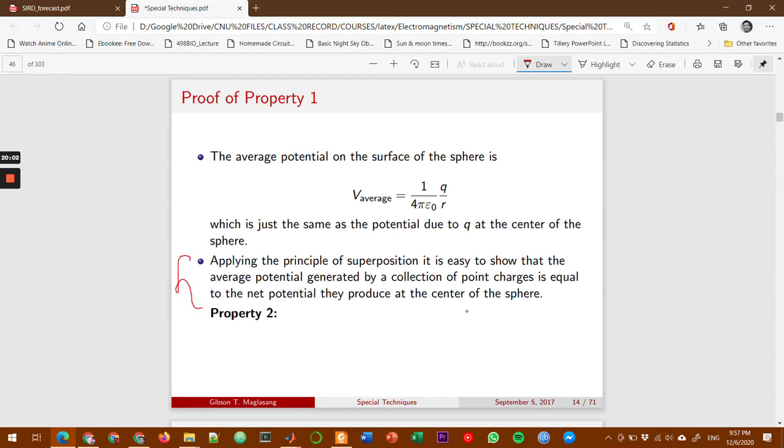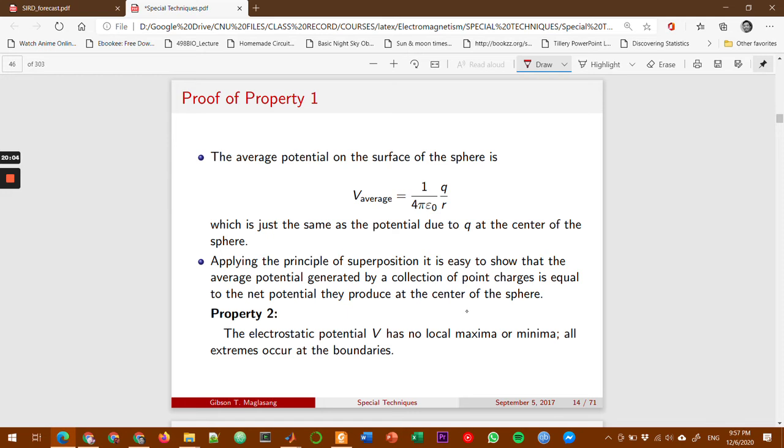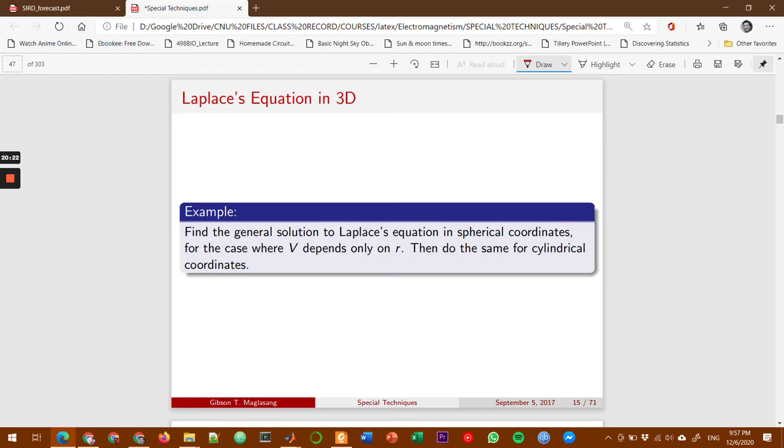For property 2, the electrostatic potential V has no local maxima or minima. All extremes occur at the boundaries, as I said kanina, because of that kanisiyang del square V equals 0. Now, let's take a look at this. You find the general solution to Laplace equation in spherical coordinates.